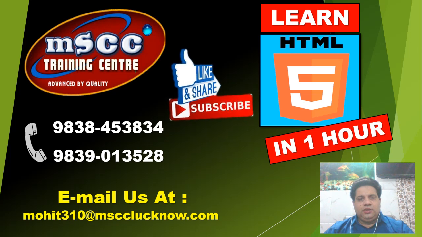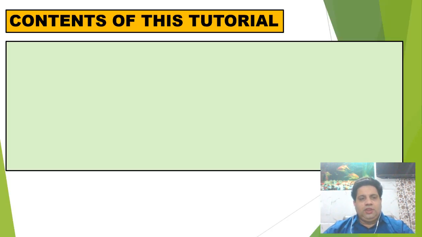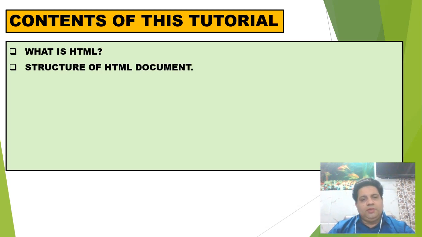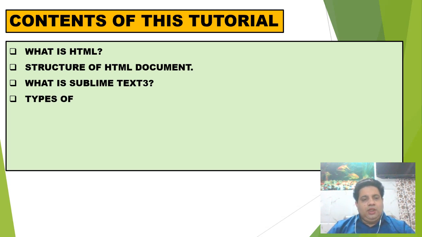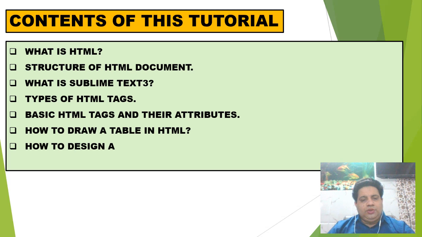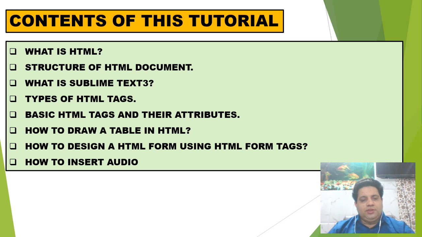So let's start with today's contents. Today we will study what is HTML, what is the structure of HTML document, what is Sublime Text 3. In this video tutorial we will write HTML programs using a software Sublime Text 3. Then we will learn what are different types of HTML tags. What are basic HTML tags and their attributes? How to draw a table in HTML? How to design a HTML form for a website? And then we will learn how to insert audio and video tags in HTML.